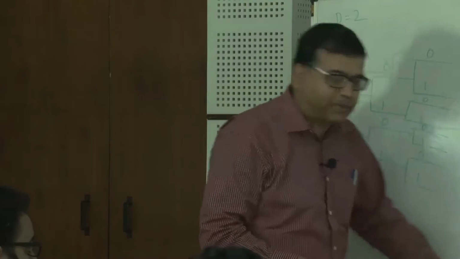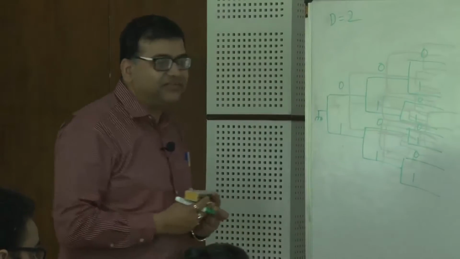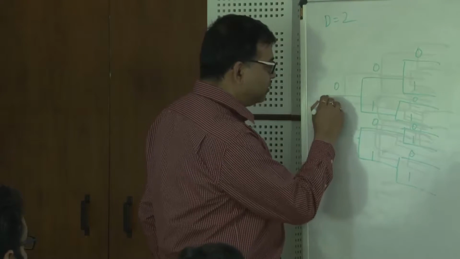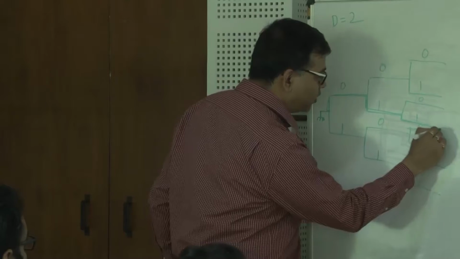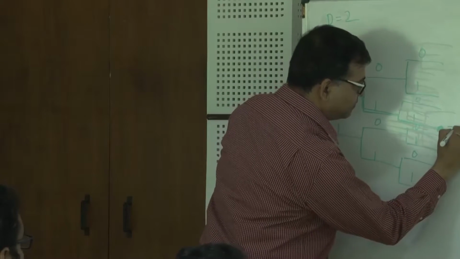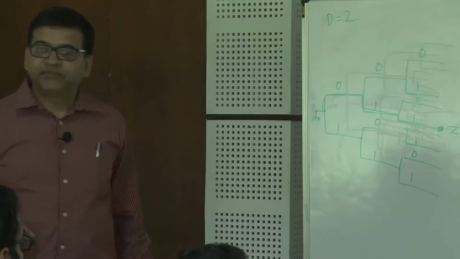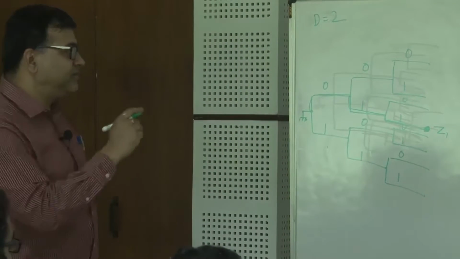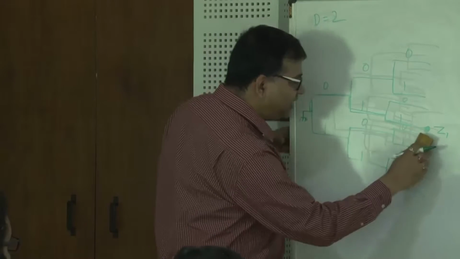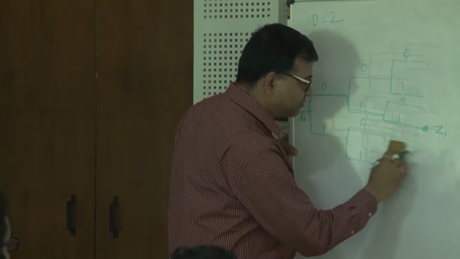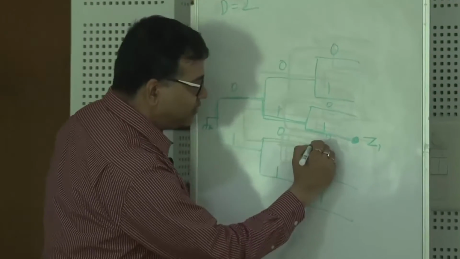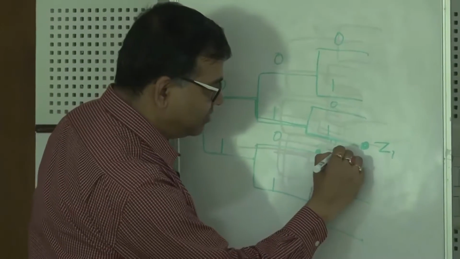Okay. Now, let us map the code words. The first one is 0, 1, 1. So, from the root 0, 1, 1, this is my Z1. Z2 is 1, 0. So, 1 and 0. Let us just delete this portion. So, this is 1 and 0, that is my Z2.